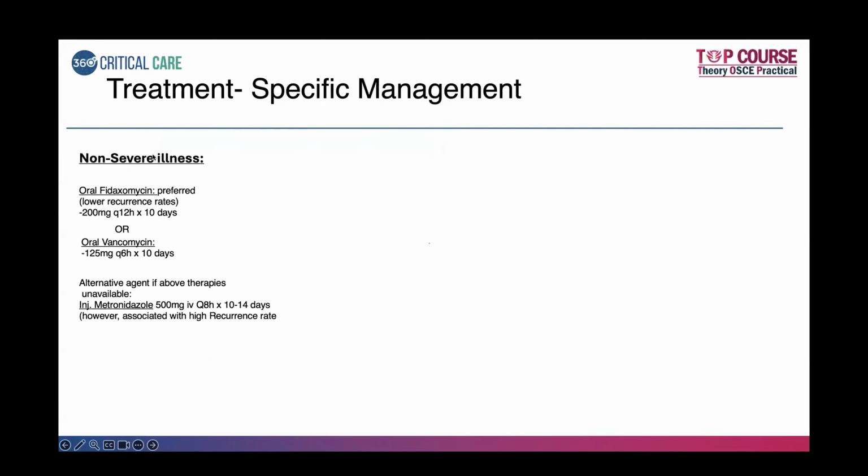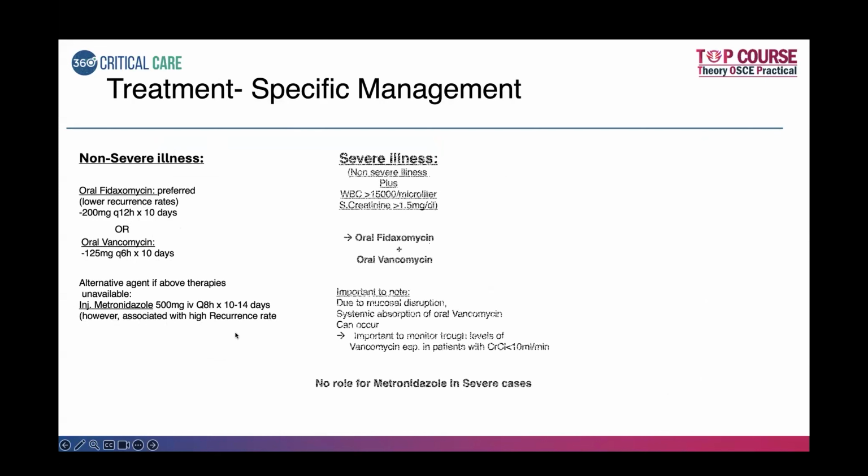So for specific management of non-severe illness, you can go with oral fidaxomicin 200 milligrams 12th hourly for 10 days, or oral vancomycin 125 milligrams 6th hourly for 10 days. As an alternative agent, if both of them are not available, you can go with metronidazole. But the problem with this is it is associated with high recurrence rates.